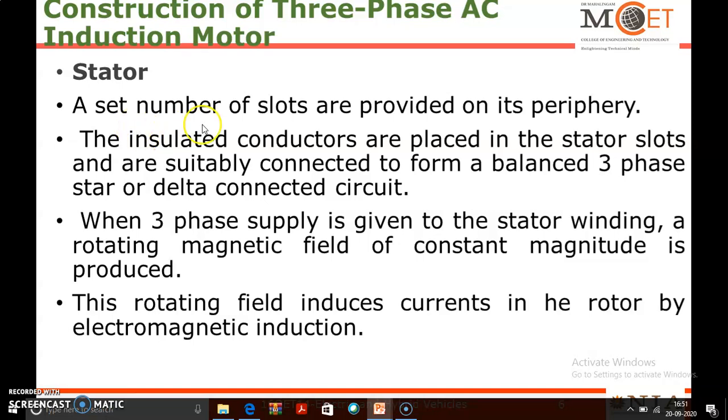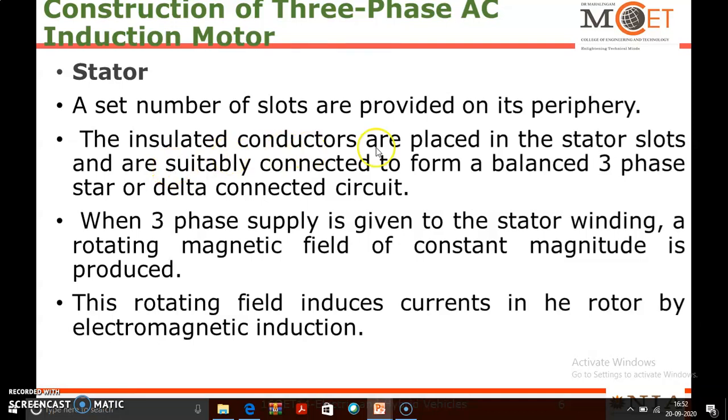Next, a set number of slots are provided on the periphery, that is, the outer side. These stator slots are used to carry the stator conductors inside them, or the stator slots act as a house for holding the stator conductors within them.